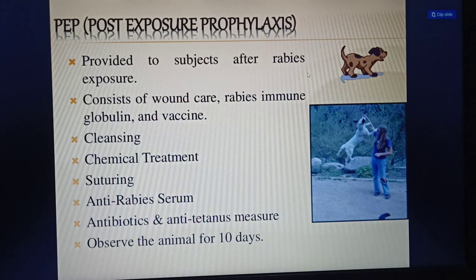Okay, and post-exposure prophylaxis means that after the person is affected with a wound, a bite, we have to give wound care, and rabies immunoglobulin, and the rabies vaccine. The bite area where the wound is, you have to cleanse, give chemical treatment, and do suturing if it is a deep bite. Also anti-rabies serum, some antibiotics and anti-tetanus measures, and observe the animal for 10 days to see whether the dog is infected with rabies or not.